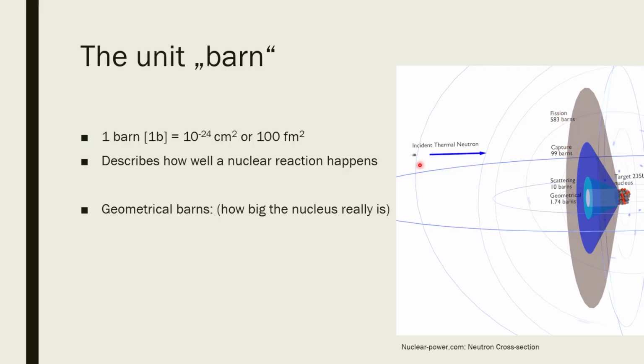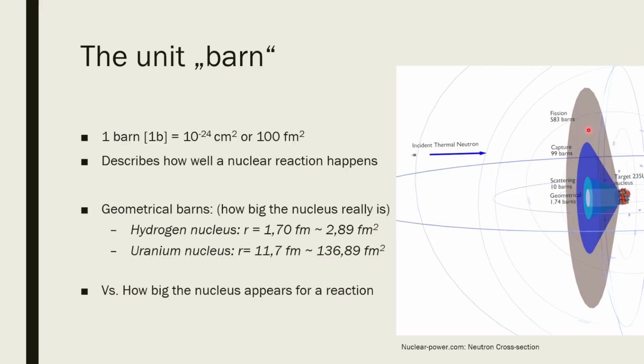So for an incoming thermal neutron, in order to do the (n,f) reaction, the neutron-induced fission reaction, this uranium-235 atom doesn't actually appear to have an area of 1.74 barn, but it appears way larger, with an area of 583 barns. The geometrical barn is really small for the hydrogen atom, and for the uranium nucleus it's quite large, as you can see here. So it describes the difference between the geometrical barn and the barn for the reaction that you are looking at. It describes how big this nucleus actually is versus how it appears for this reaction. Of course, a larger area will give you a higher chance of that reaction actually happening.